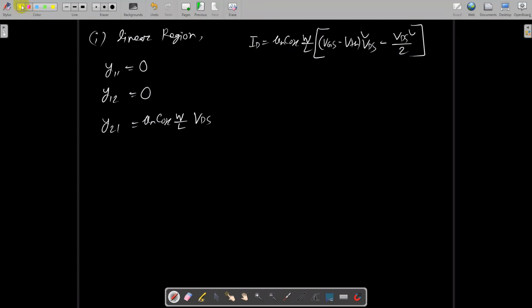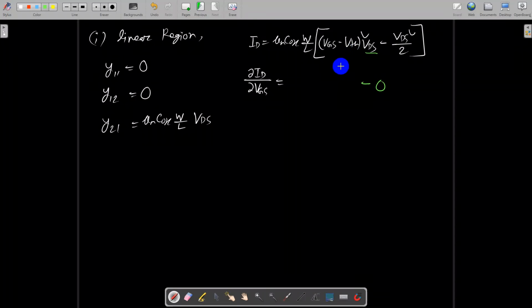Now I will do a differentiation of this ID with respect to VGS, so dou ID over dou VGS. We are doing partial differentiation with respect to VGS, but we have VDS. So VDS is constant for us, and this term will be 0. What about this VDS? This VDS is also a constant, and we have this 2 times VGS minus VTH.